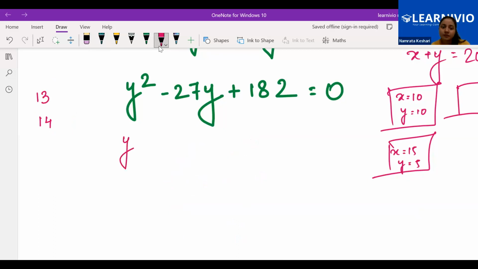Y square. Yeah, I can see it is generating 27. And is it generating 182? Yeah. Yes, these two factors are correct, Harshit. See, for 182, he has taken one factor as 13 and another factor as 14. Rest of the students, have you? Yeah, Maha, you have also taken the same.